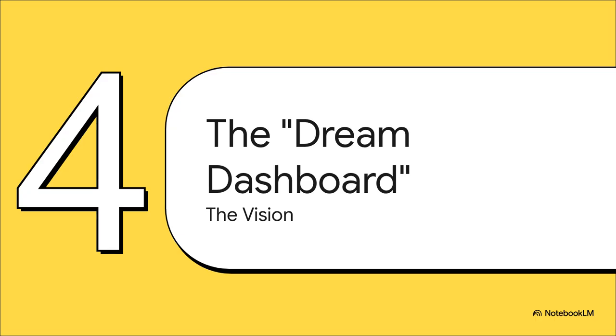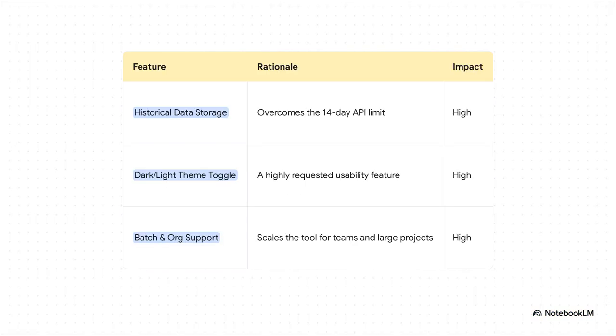And that brings us to our final section, the vision for building what the creator calls the dream dashboard. Looking ahead, the roadmap is really zeroing in on a few things that'll have a huge impact based on what users are asking for. Number 1, historical data storage. That would finally let us break free from that 14-day GitHub limit. Second, a simple one, but a big one, a dark and light theme toggle. And third, support for batches and entire organizations, which would take this from just a personal tool to something that entire teams could rely on.